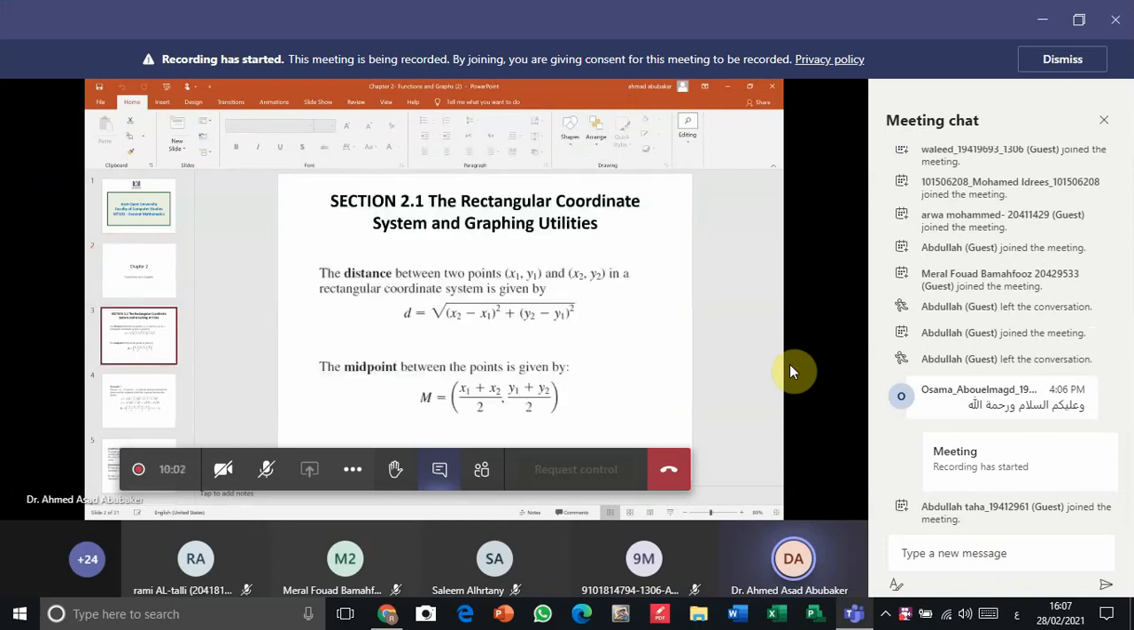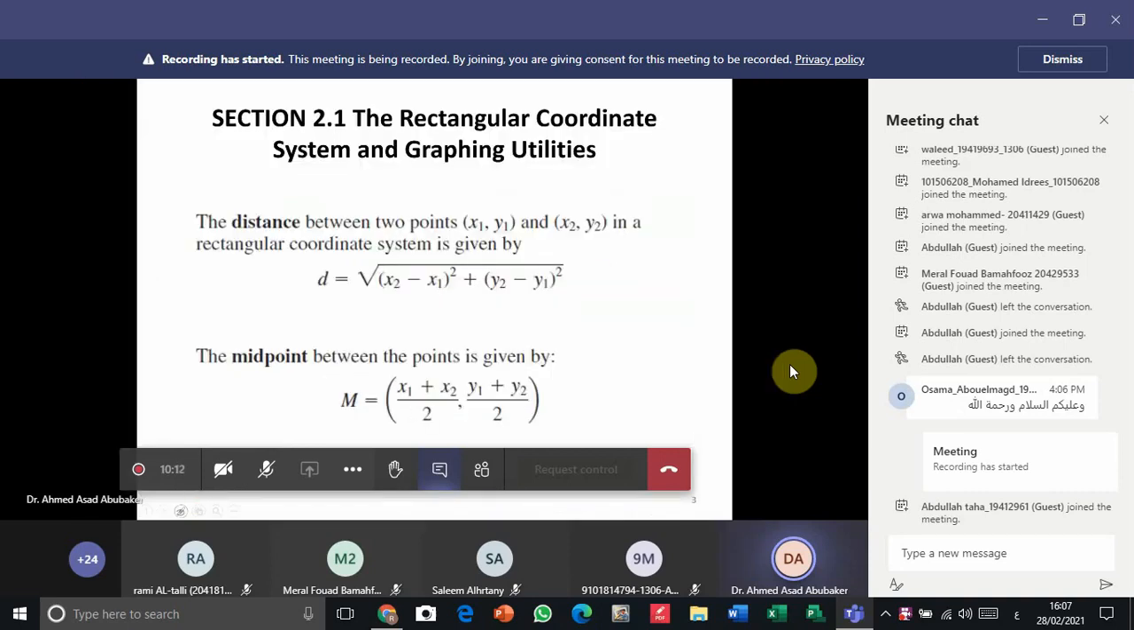Okay, firstly, for any 2 points, we can find the distance between them. So if we have, for example, the first point B1 with coordinates x1, y1, and another point B2 with coordinates x2 and y2, we can find the distance between the 2 points. How can we find the distance?